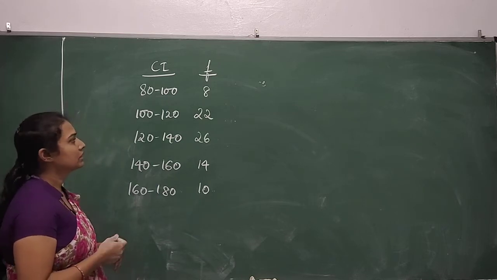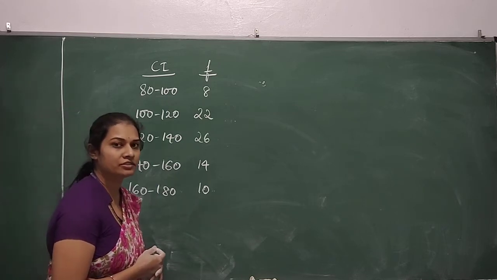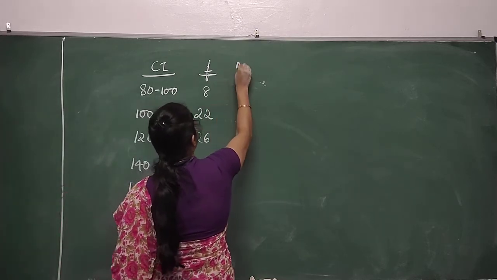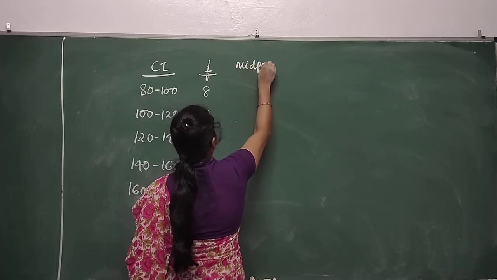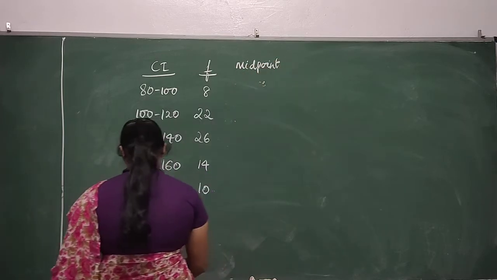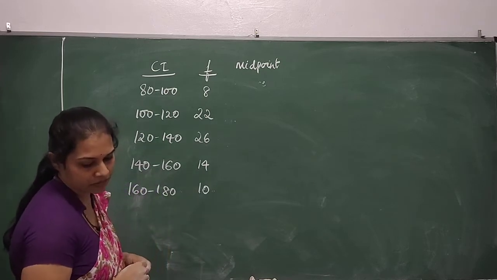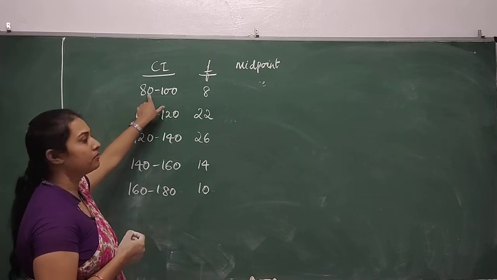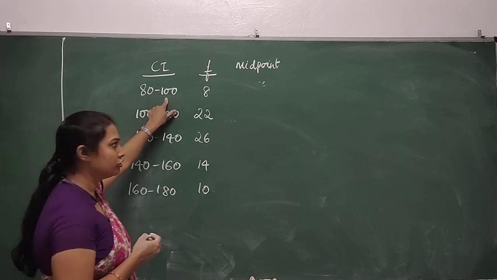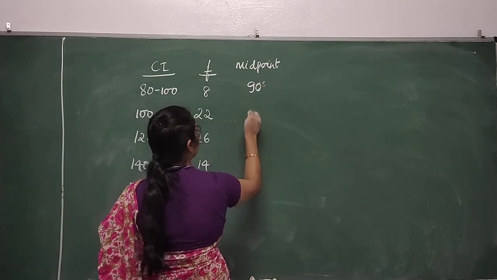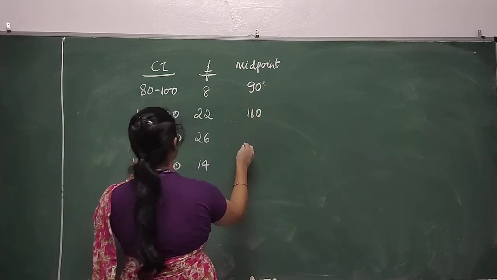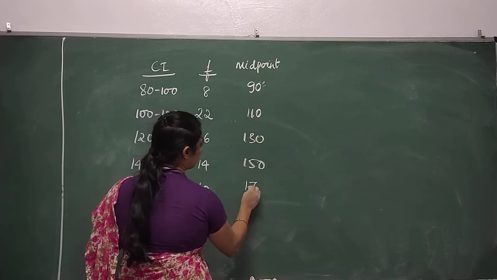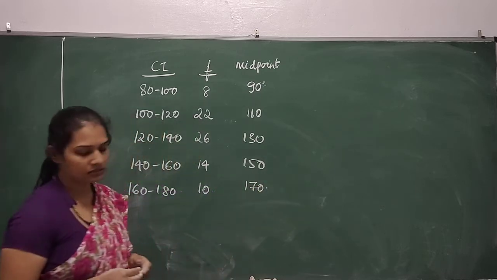You have to calculate it. So what you will do is, the first thing you will take is the midpoints. Okay. Now, what are midpoints? How will you take them? Again, I told you it is 80 plus 100 divided by 2, which gives you 90. Here it is 110, 130, 150 and 170. Okay, these are your midpoints.